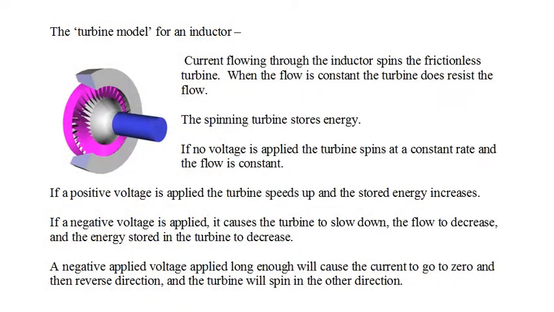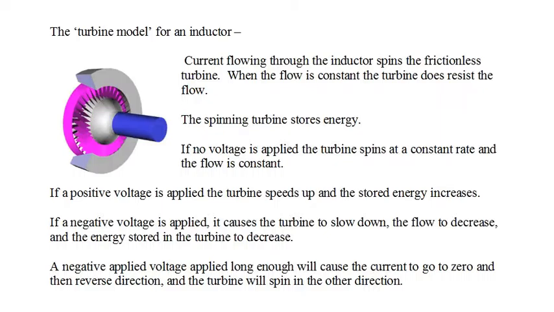If it's difficult for you to picture, and it was for me, a collapsing magnetic field pushing current through a wire, I have an alternative visualization. Picture the inductor as a turbine with the energy stored in the spinning rotor of the turbine. An applied positive voltage increases the positive flow through the turbine and hence the speed of the rotor blades. Energy is being supplied to the inductor and stored in the spinning rotor.